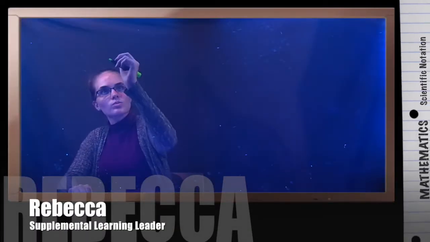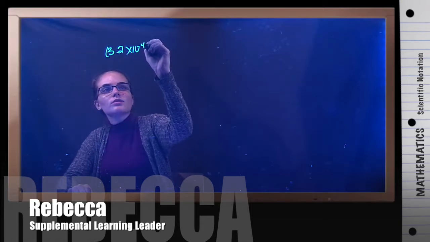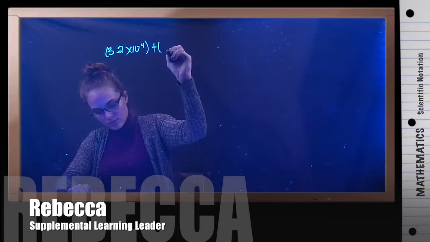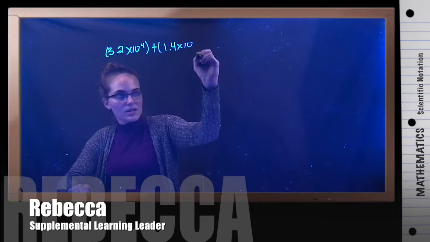For this example, we're going to be adding 3.2 times 10 to the 4th plus 1.4 times 10 to the 5th.